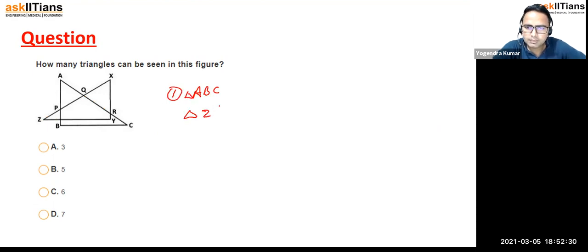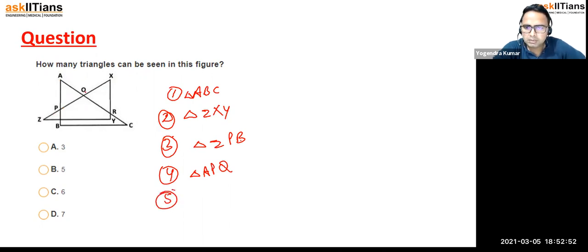Triangle XYZ, number two. Number three will be this smaller triangle, triangle ZPB. Fourth, triangle APQ. Fifth, triangle QXR. So these are the triangles we have. I think 5 triangles.